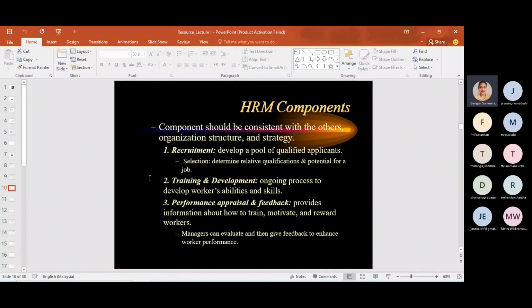If your performance is really good, if your managers are extremely happy with your performance, then you might get benefits like salary increments as well. Your salary will be increased or you will be promoted to a better position. Those are the benefits of performance appraisal.